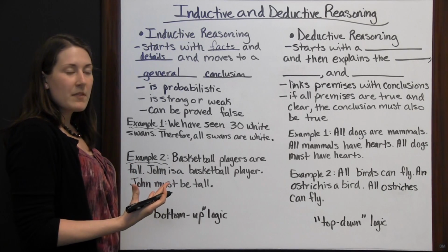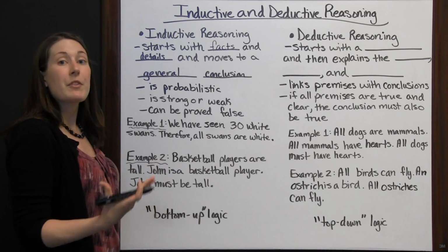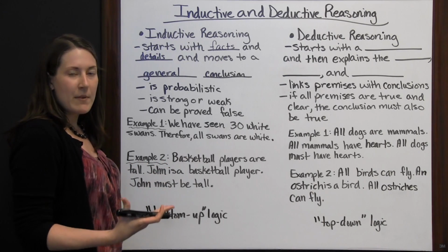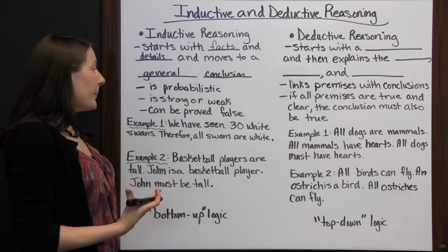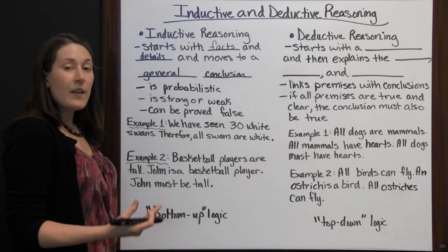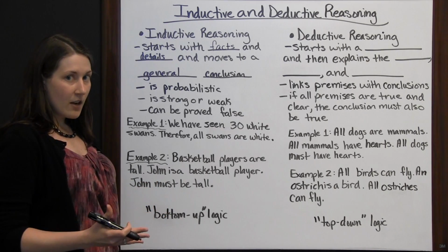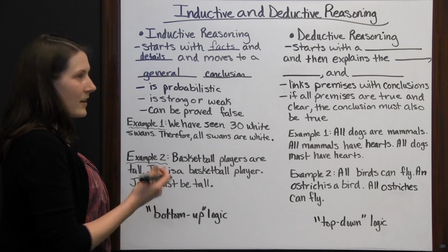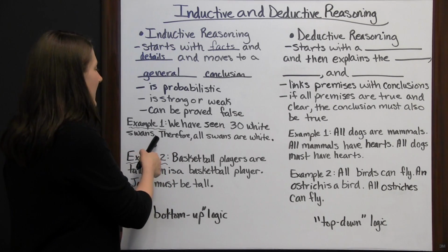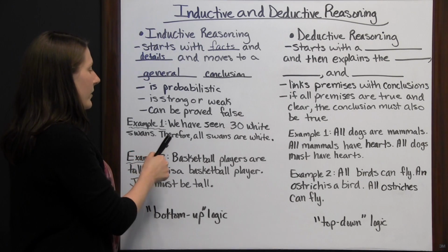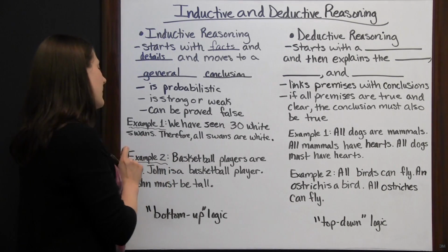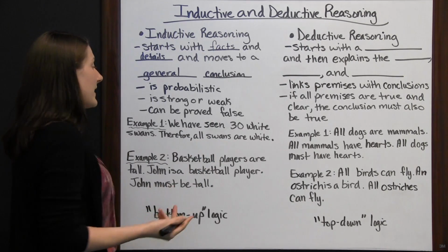You could come up with a conclusion that doesn't actually happen. It's not something that's true. But based on the examples you were given or the facts you were given, the conclusion makes sense, even if it's not true. And that's how inductive reasoning works. So let's look at some examples. We have seen 30 white swans, therefore all swans are white. Well, based on the 30 examples that we've seen, this statement makes sense.